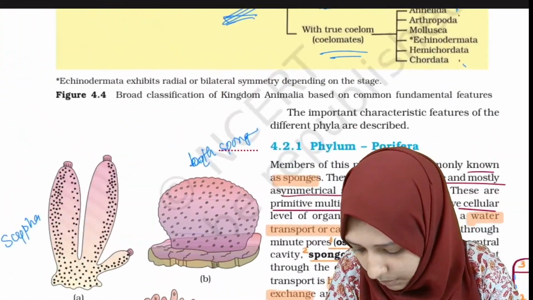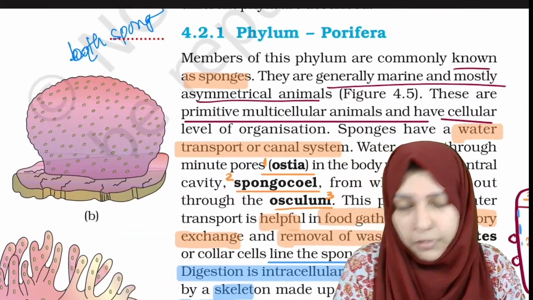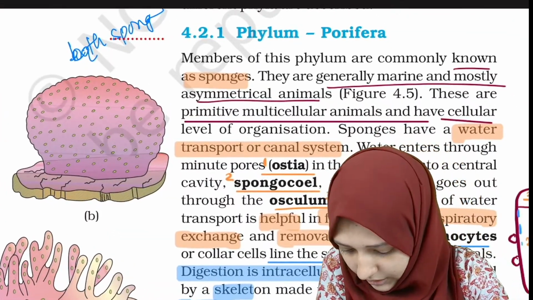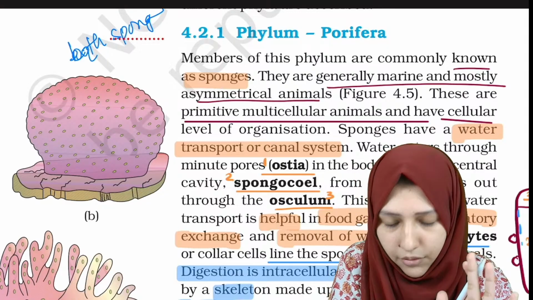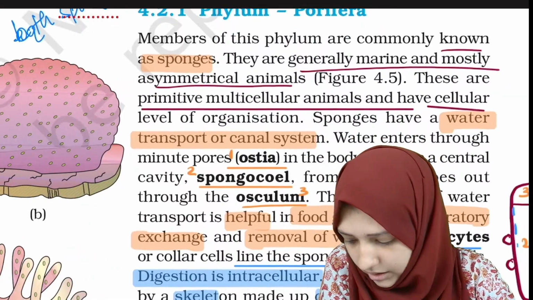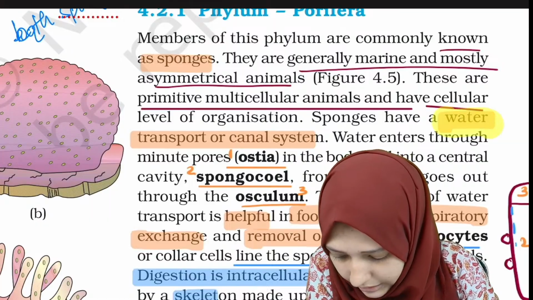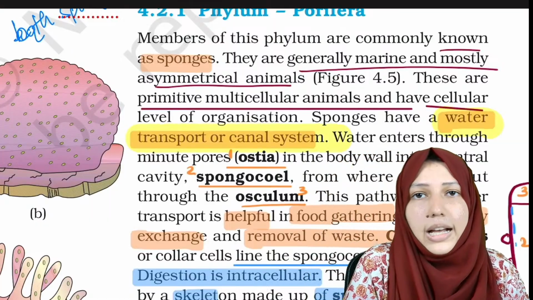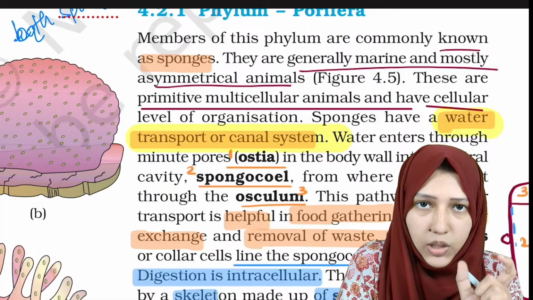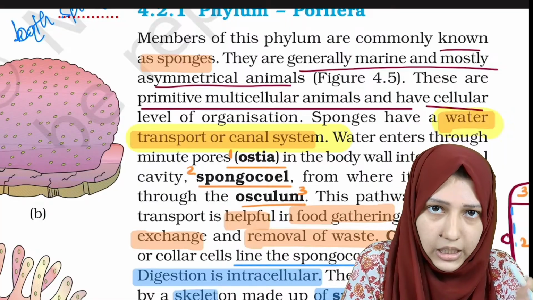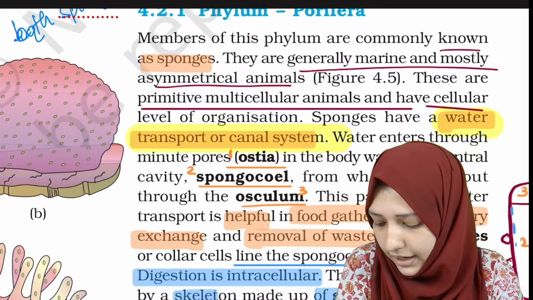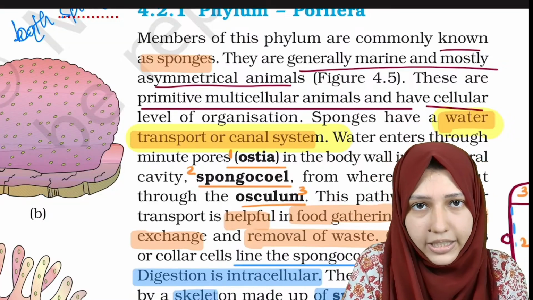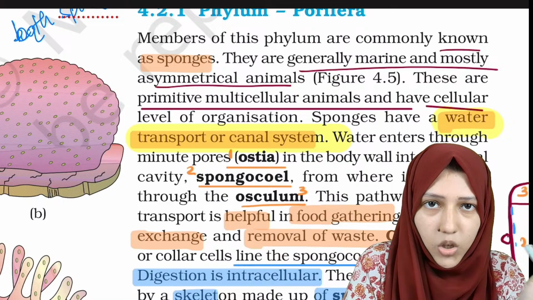Now, going into the most important features of phylum Porifera. The first thing, all this we studied: asymmetric, primitive, multicellular, with a cellular level of organization. And this is the first point that you have to note: it possesses a water transport or canal system. You shouldn't confuse it with Echinodermata, because Echinodermata has a water vascular system and Porifera has a water transport or canal system.